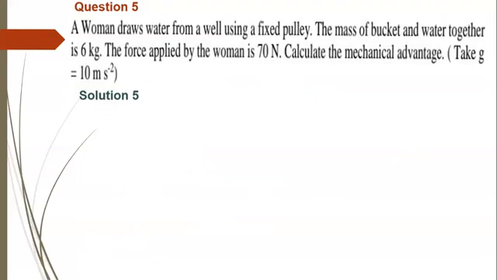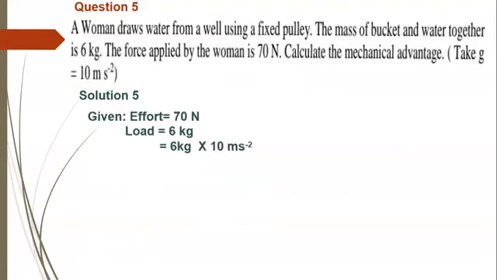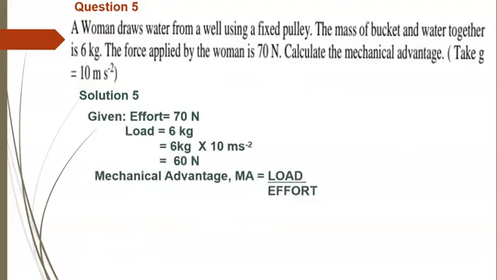Calculate the mechanical advantage. Mechanical advantage, what is the formula? Mechanical advantage is equal to load upon effort. So effort is given. Load, we have to calculate the force. Only the mass of bucket and water is given. Mass can be converted into force. F is equal to mg. How much is the value of g? We have to take it as 10 meter per second square. So load will be 60 Newton. Substitute the values and you will get your answer as 0.857.